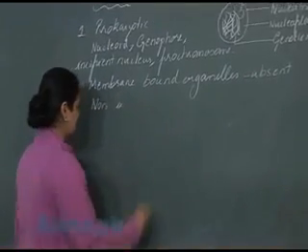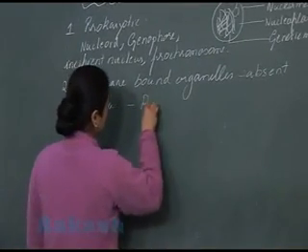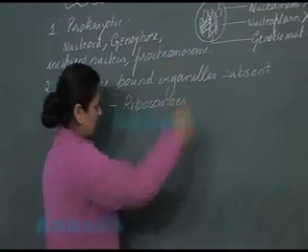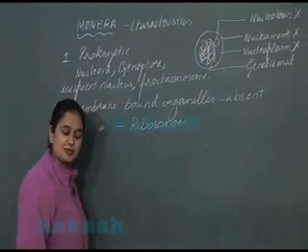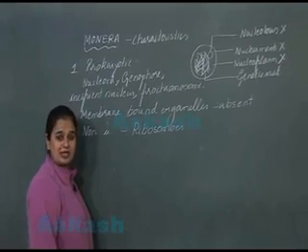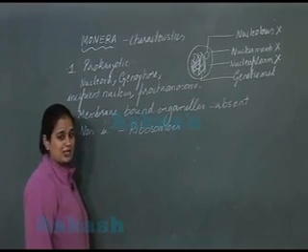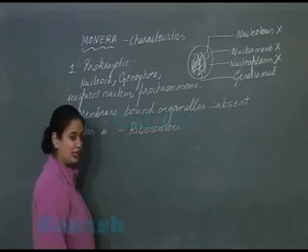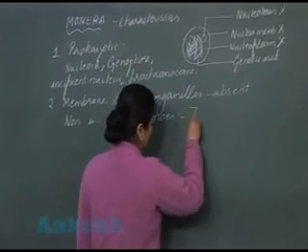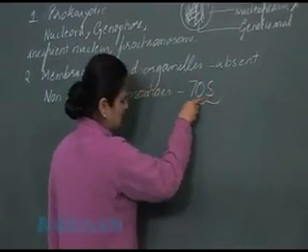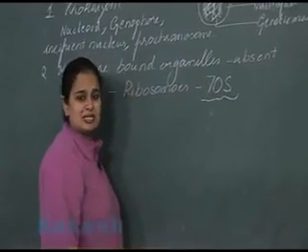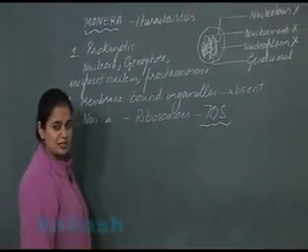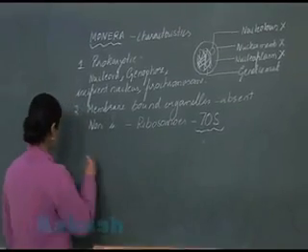non-membranous organelles. The name is ribosomes. Yes, you have studied them in the previous classes. Ribosomes are involved in the synthesis of protein. They are known as protein factories, and the type of ribosomes present here is 70S. S represents the sedimentation coefficient.